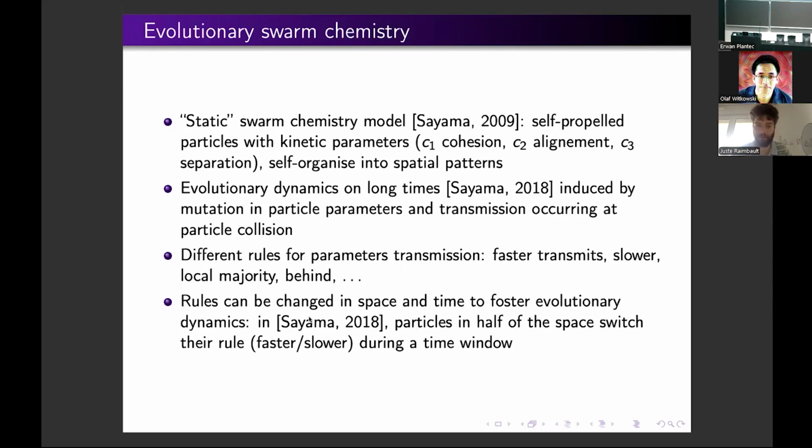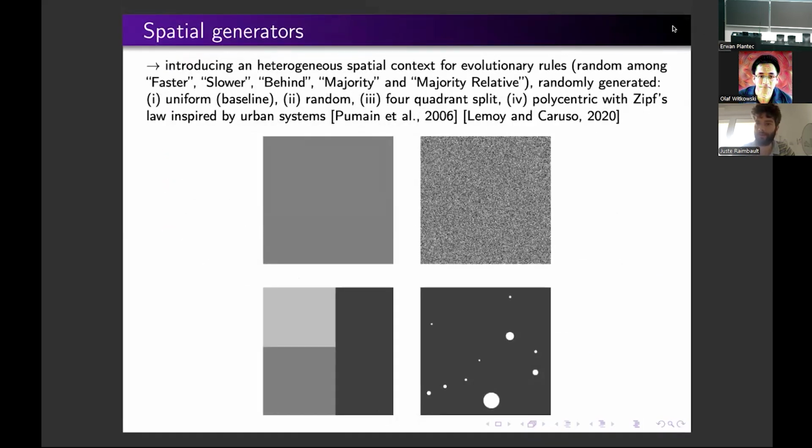So in Hiroki's papers, what he does is split the space in half, if I remember well, and apply a different rule to half of the space during a time window, to put some contextual noise and induce new evolutionary dynamics. What we do is kind of similar, but we really focus on the structure of space and compare different structures. The idea is to have a fixed spatial context, which is heterogeneous and which we can control.